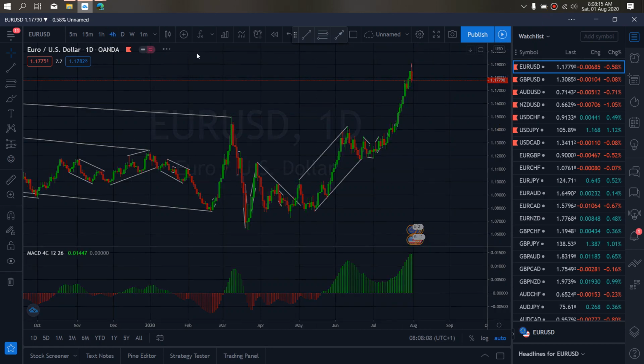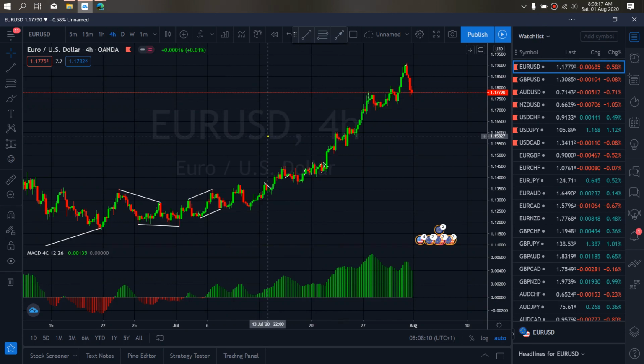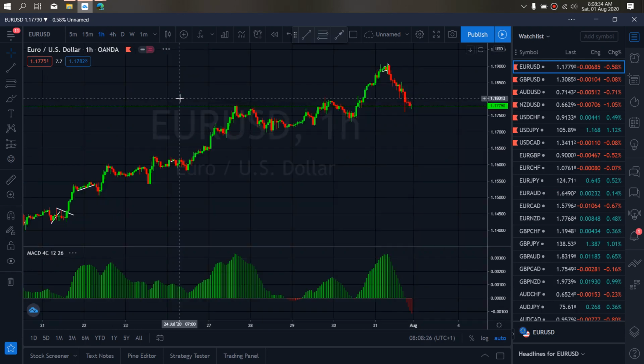We zoom to the 4-hour time frame. On the 4-hour time frame, I believe they will break through this final uptrend this week. They should correct here and drop and give us a small flat here for another drop. So we want to watch out for this move this week on Euro Dollar. We zoom to the 1-hour time frame.